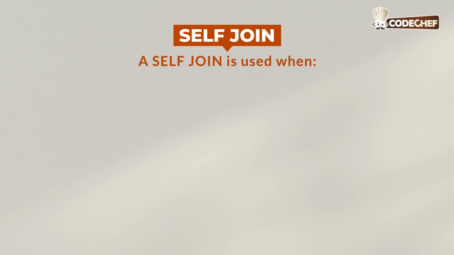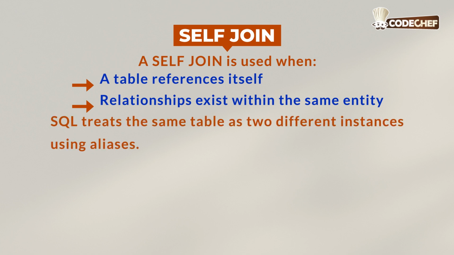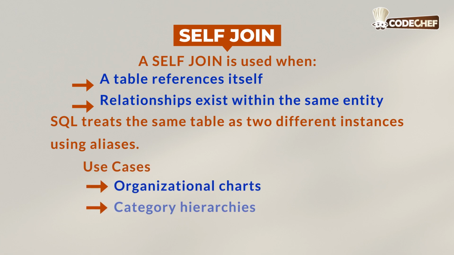A self join is used when a table references itself and relationships exist within the same entity. SQL treats the same table as two different instances using aliases. We use self join to combine a table to itself, and we do that when a relationship exists within the same entity. So the table references itself. And how do we do that? We create an alias for the table and then join those aliases which are actually referencing the same table. Its use cases are organizational charts, category hierarchies, and parent-child relationships.